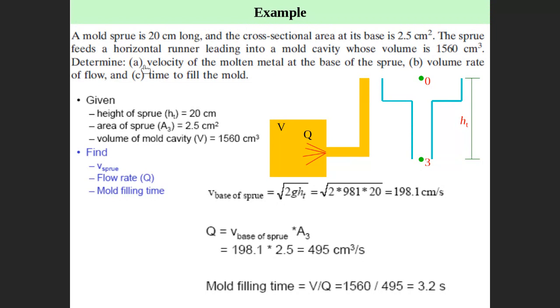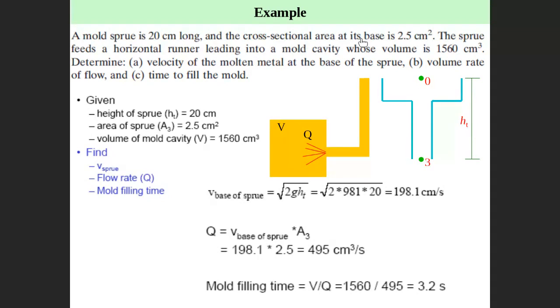Let's read it. A mold sparrow. This is a mold sparrow. Whatever we call it, it is a mold sparrow, right? The mold sparrow is 20 centimeters long. So it is the height from top to down: HT equal to 20 centimeters.